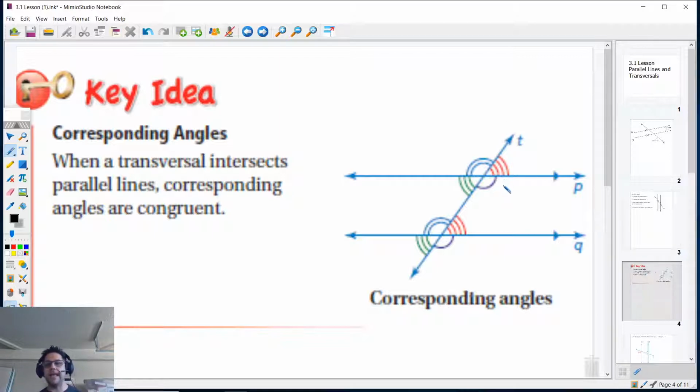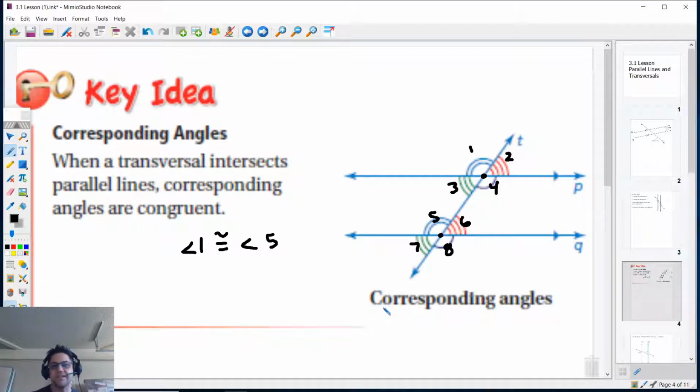Now, corresponding angles are matching up by location. So imagine you have a point here. I'm going to use numbers. Let's say we've got 1, 2, 3, 4, 5, 6, 7, and 8. If I'm talking about angle 1 from my point of intersection, that would be left and up. So on the other parallel line, left and up would be angle 5. So that means angle 1 is congruent to angle 5.